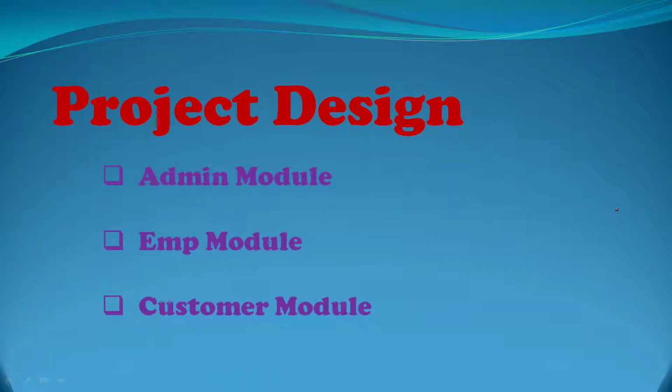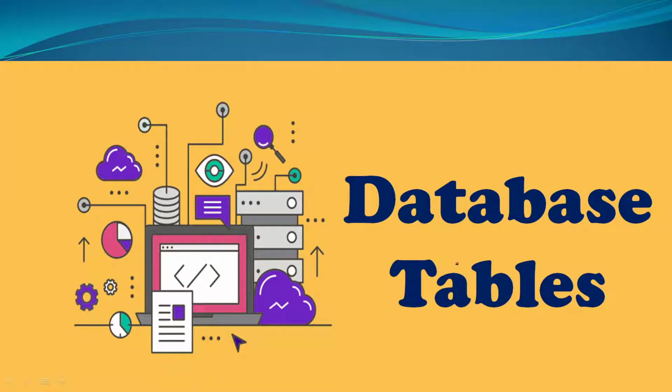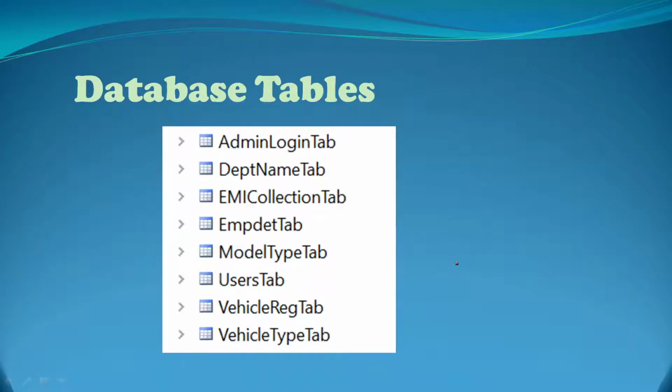This project will have 3 modules: admin module, employee module, and customer module. Database tables: this project has around 8 tables. One is the admin login table, where we'll have admin login information. Then the department name table: in the company, what are the different departments there?